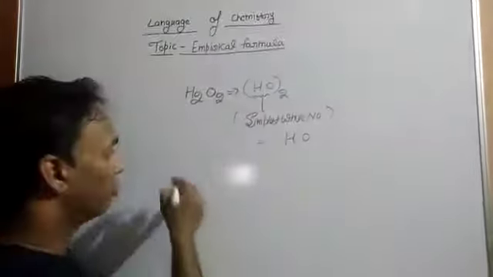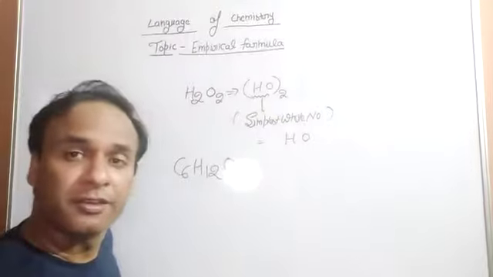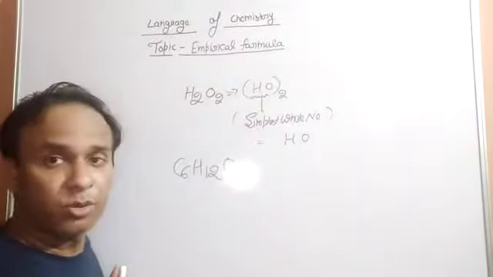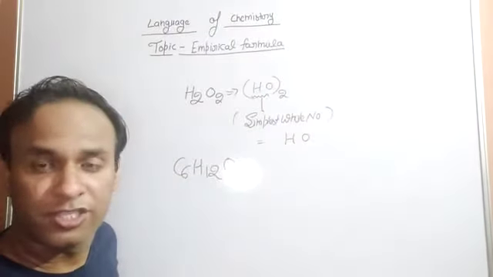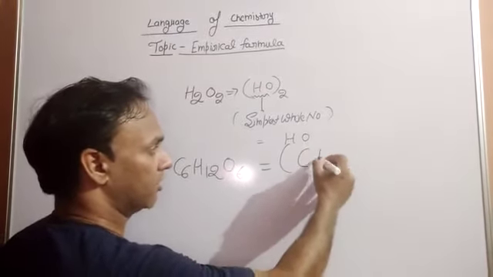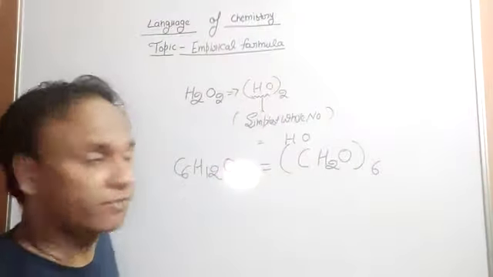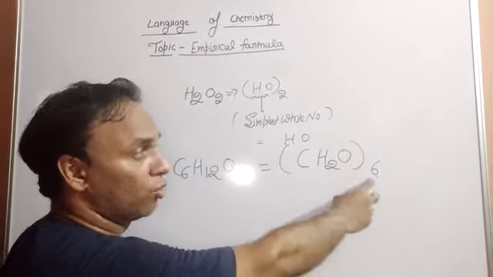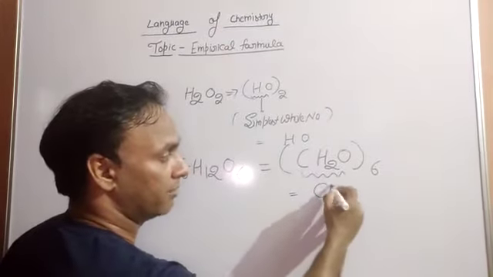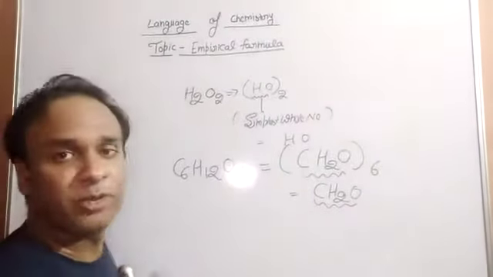For example, one more example, C6H12O6. Here 3 kinds of atoms are present: carbon, hydrogen and oxygen. Now when we simplify, take 6 common, C6H12O6 can be written as CH2O whole 6. This is called the simplest form, and the simplest form is called the empirical formula. That means CH2O is the empirical formula of C6H12O6.